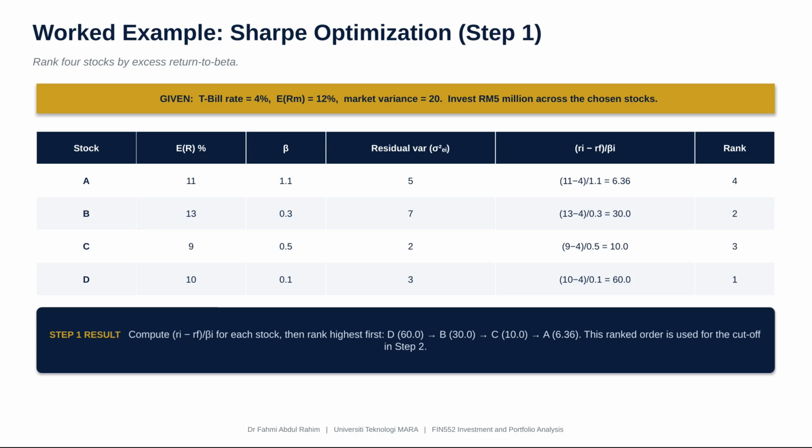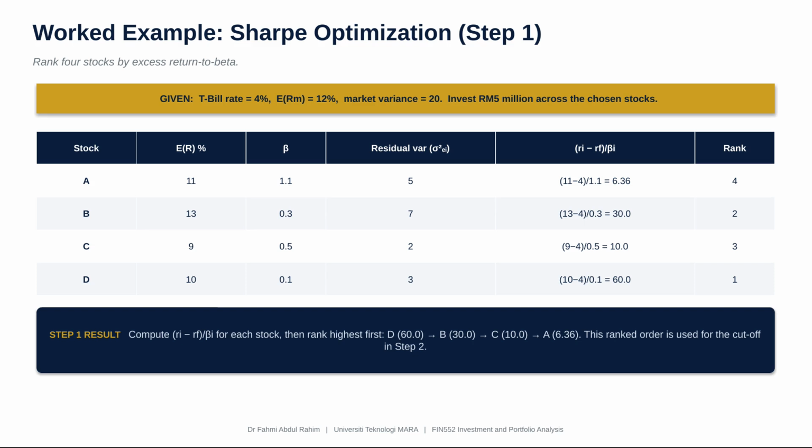Let us run the full Sharpe method on a real example. The given information at the top: the treasury bill rate, our risk-free rate, is 4%. The expected market return is 12%. The market variance is 20, and we have 5 million ringgit to invest across whichever stocks make the cut. We are given 4 stocks, A, B, C, and D, each with its expected return, its beta, and its residual variance, which is its company-specific risk.